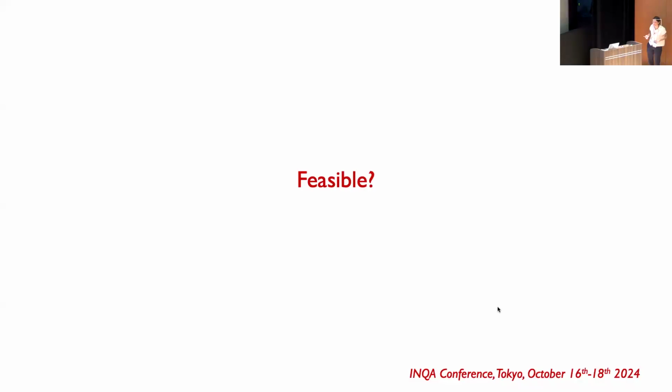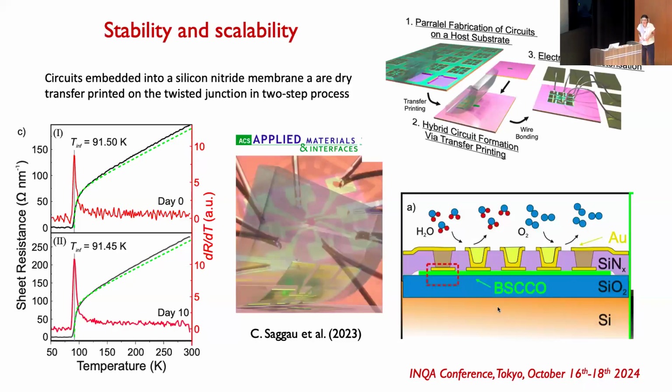Now the question, I guess, is: is all this feasible? Well, the answer is, of course, I don't know. I'm not an expert. First of all, I can say that they are working very hard to make this junction stable and scalable, using, for example, a silicon nitride membrane to protect the junction so that it is stable for months, which is something not obvious for this kind of junction.